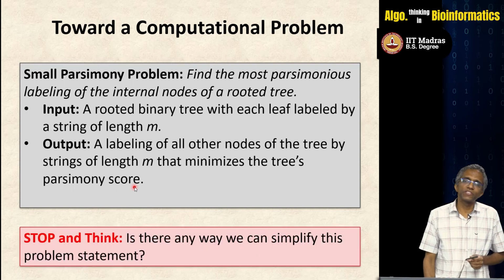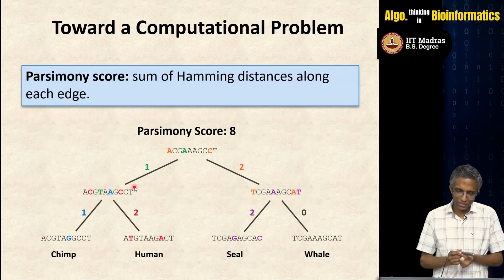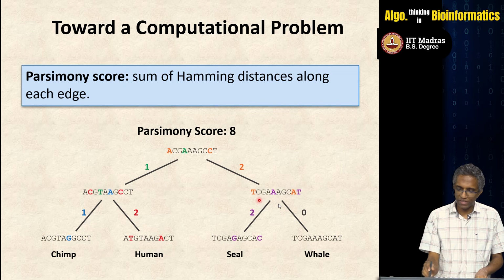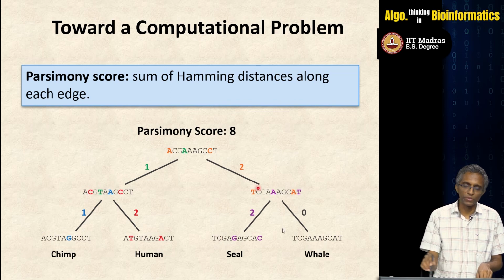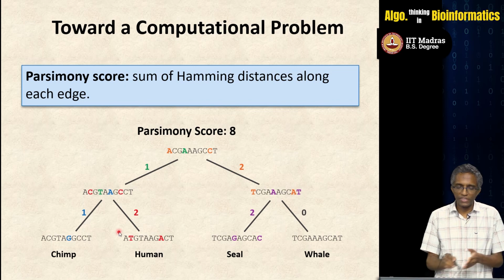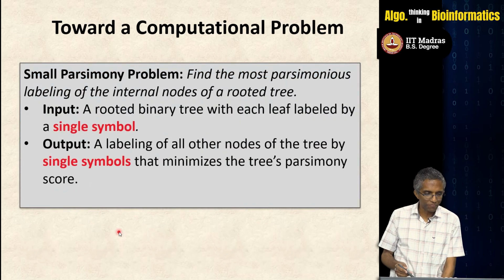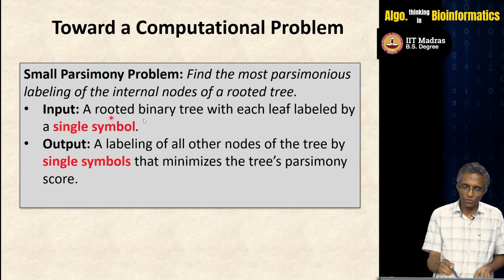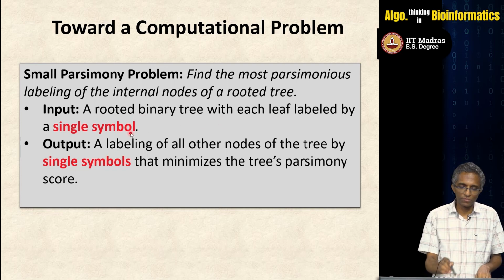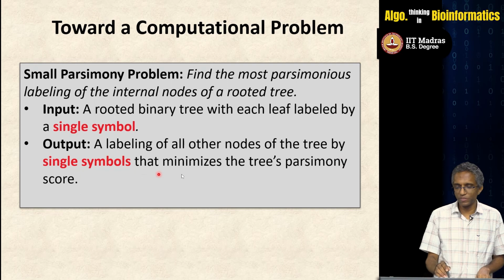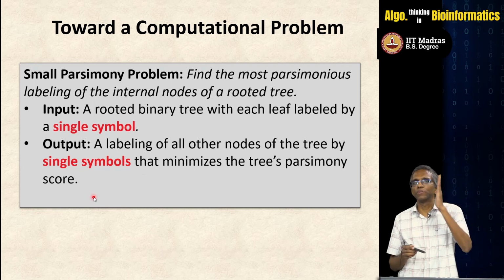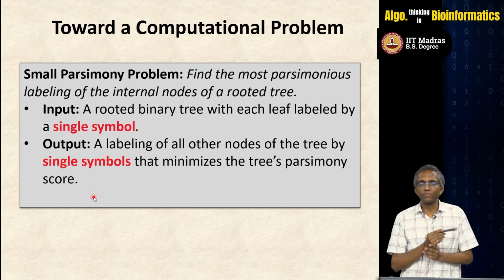Is there a way we can simplify this problem statement, right. So, here we looked at all the characters here, but every character is independently being set, right. So, the first character we set by looking only at the first character of all of these current day species. The second character we only looked at the second character. So, we do not have to look at all the characters together, you can just iterate over every character one at a time. Okay. So, you can just say that a rooted binary tree is given with each leaf labeled by a single symbol, find a labeling of all other nodes of the tree by single symbols that minimizes the tree's parsimony score. So, you only have to look at one character at a time, because if you minimize for each character, then the addition of all of that will also be minimized.